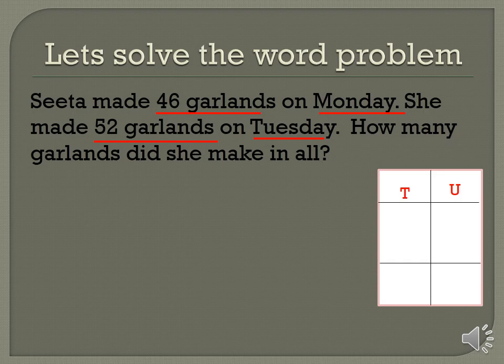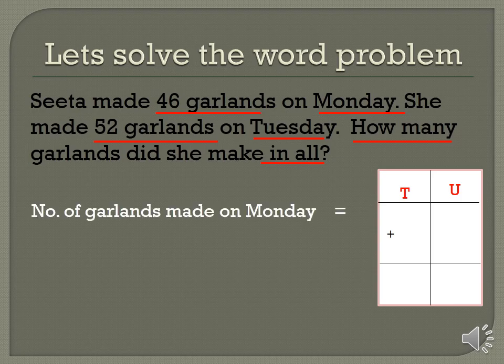Now the next step is to underline what is asked, and for that we have to read the last line. How many garlands did she make in all? So here we have the words in all. That means we have to put everything together. So we have to add. Now let's write the statement, children.